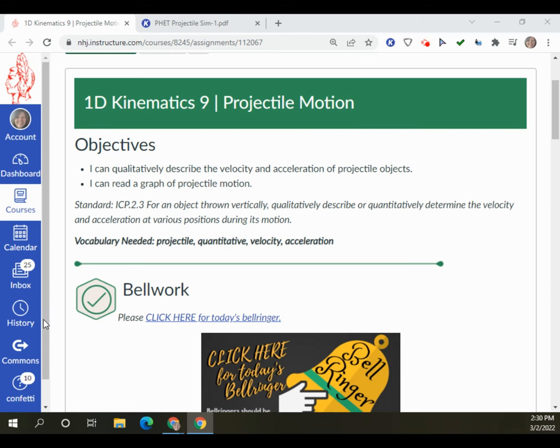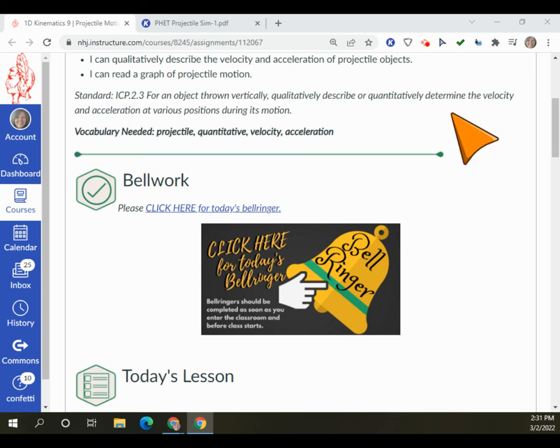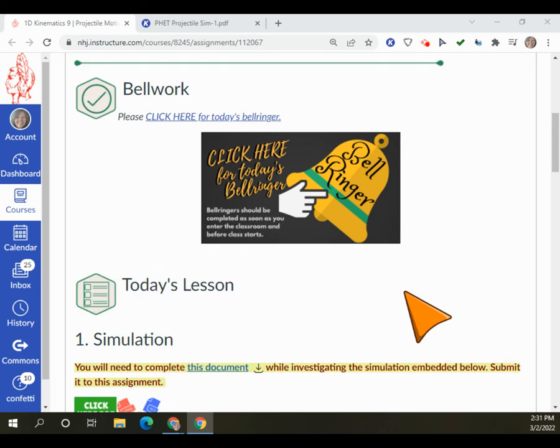Okay, guys, so we're going to do a walkthrough for the one-dimensional kinematics 9 lesson, projectile motion. You should be able to qualitatively describe, so just tell me about the velocity and acceleration of projectile objects, and you should be able to read the graph of the motion. So hopefully you've already done your bell ringer.